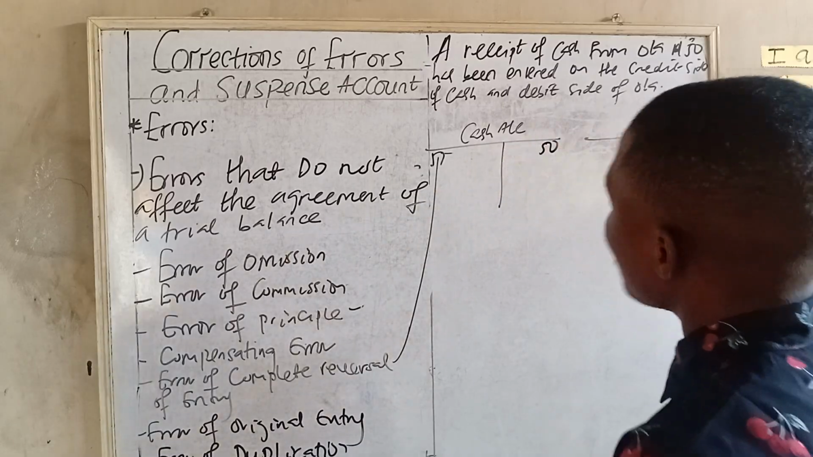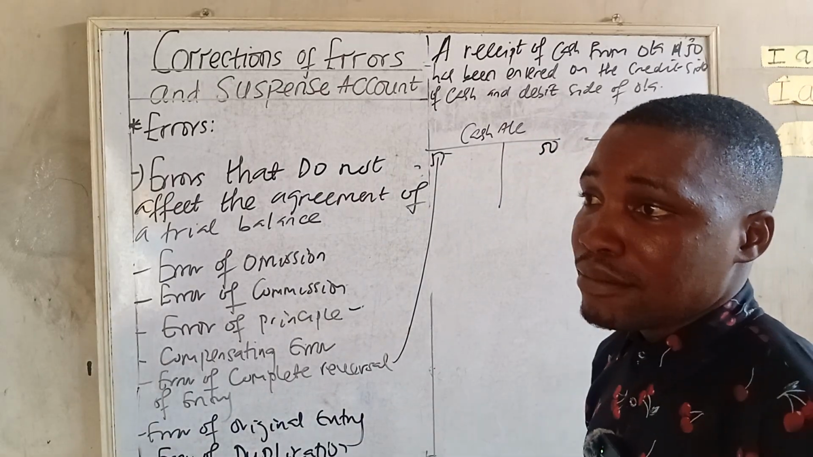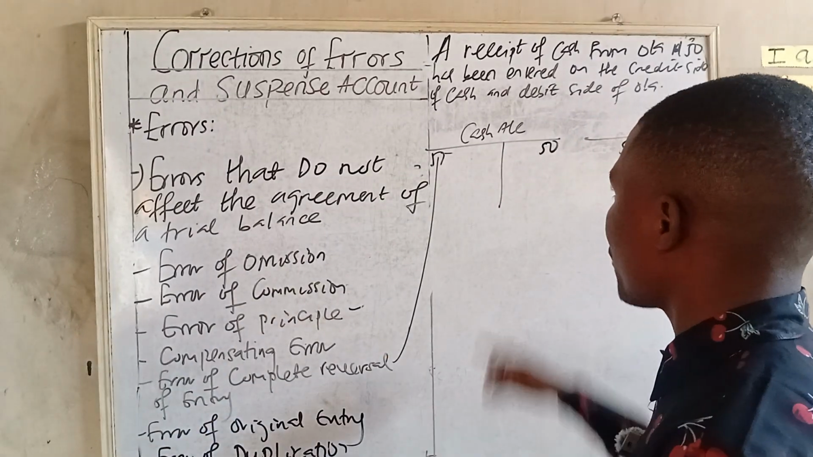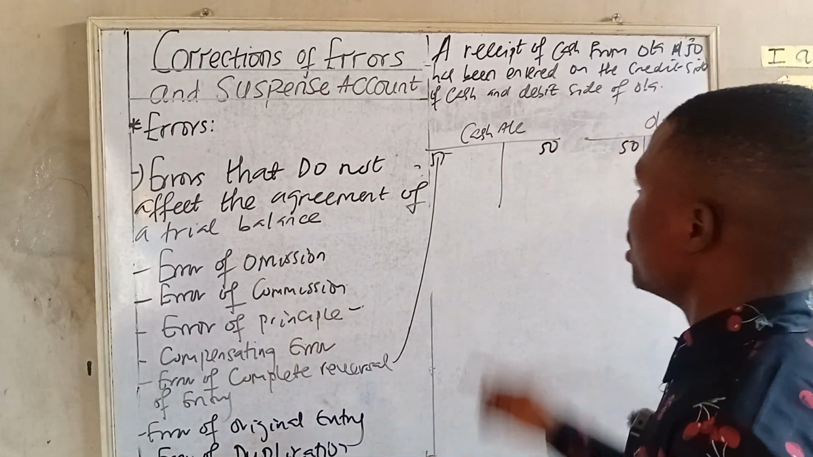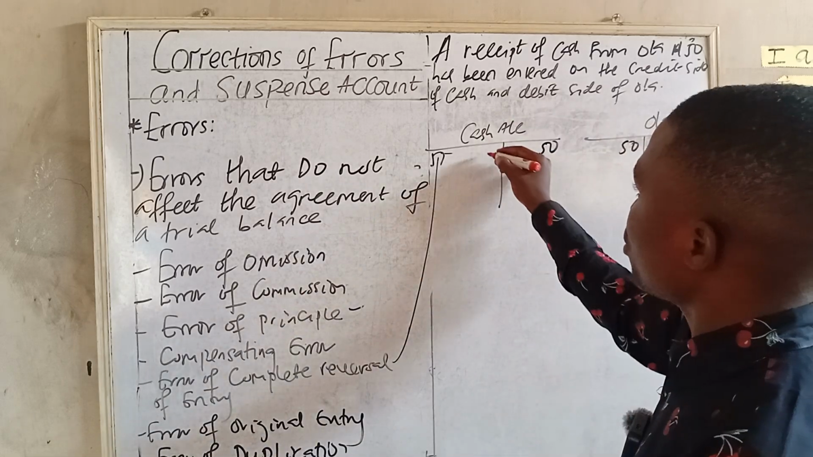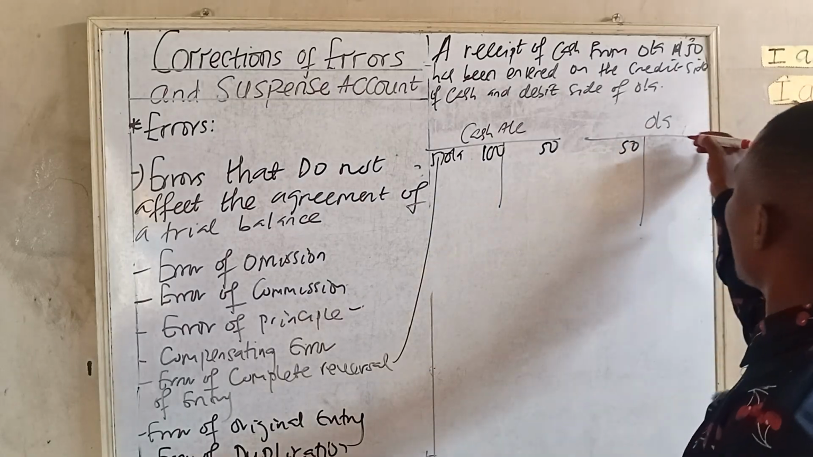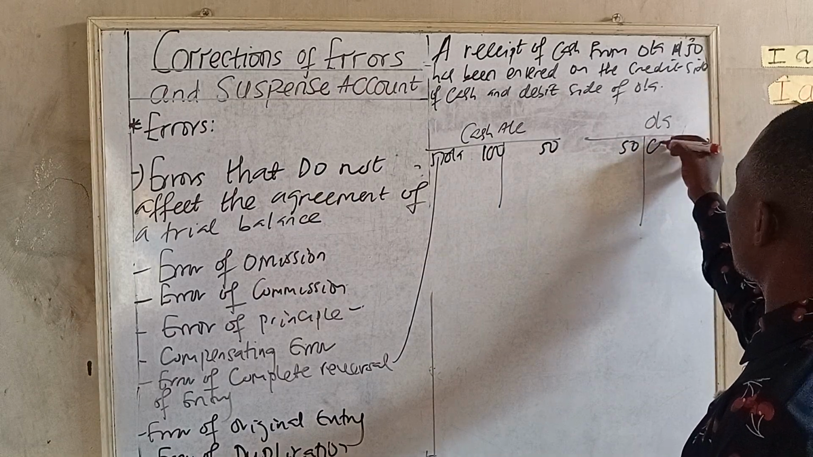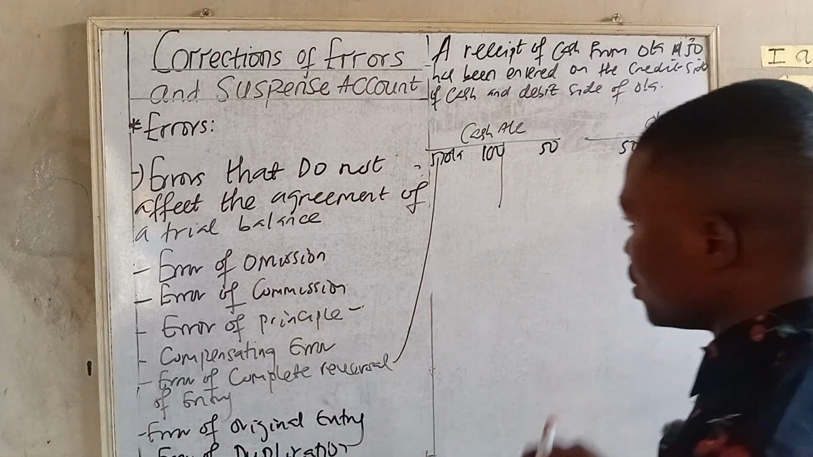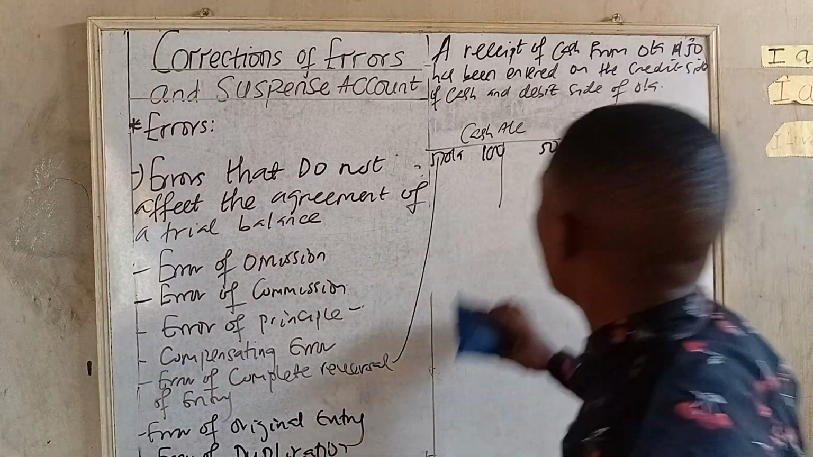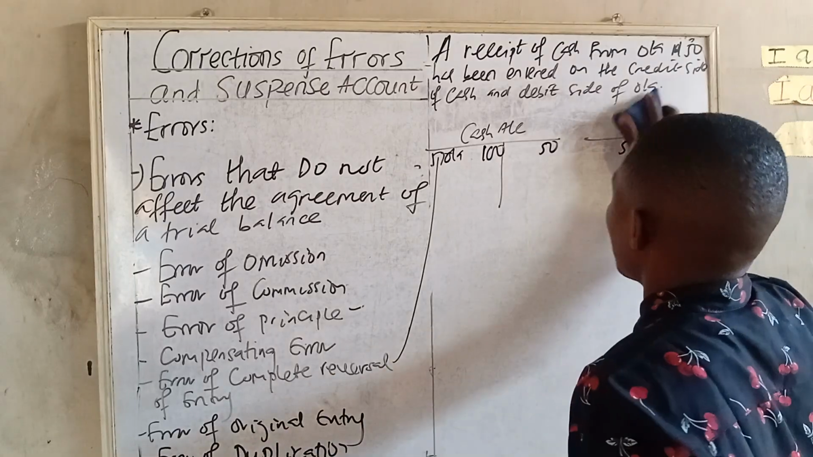Now, I told you guys that anytime you're having a reversal, maybe it's a complete reversal or partial reversal, you double the amount. So we have a double 50, gives us what? 100. Then you come to the opposite side and record 100 here, in the name of Ola. You come and record 100 here, in the name of what? The name of cash. So this is how to correct the error of complete reversal of entry. Easy as that.